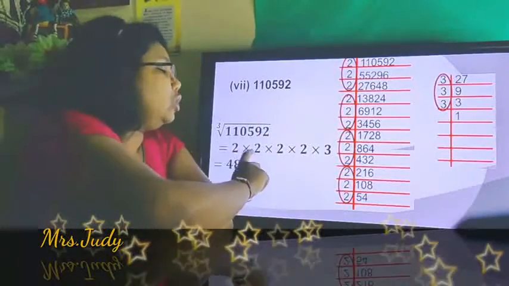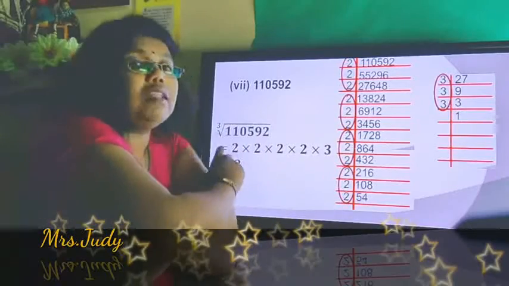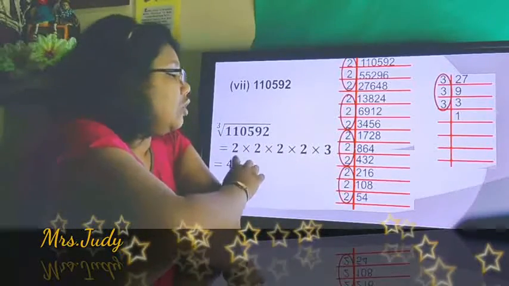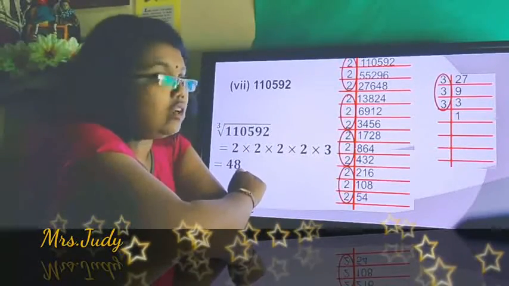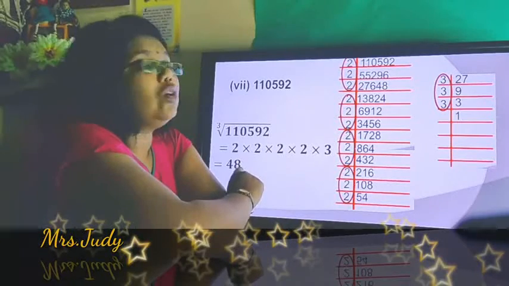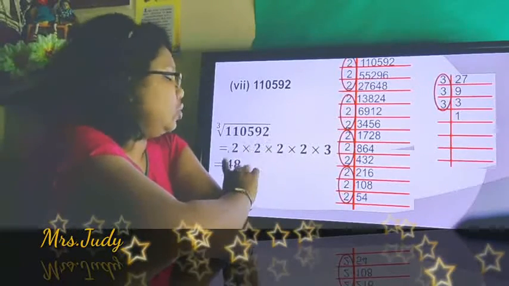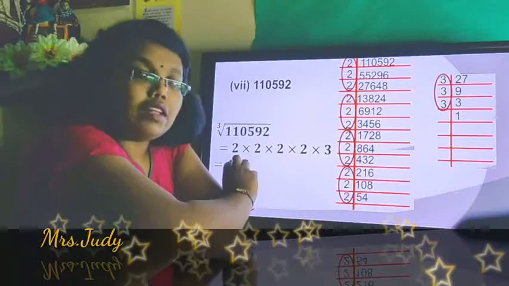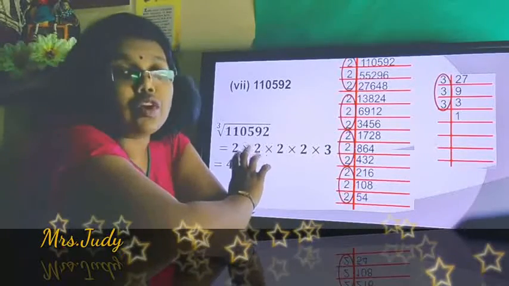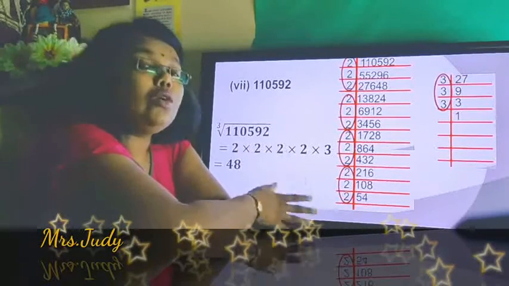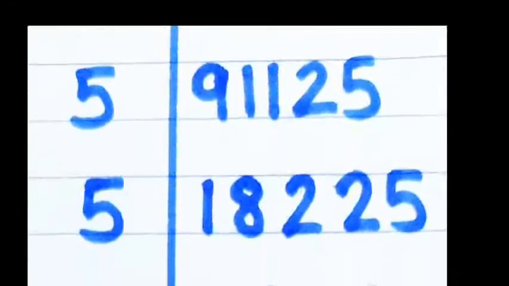Alright, so 2 into 2 into 2 into 2 into 3. This is what we have to find. Now this gives you 48 as your answer. So the cube root of 1,10,592 is 48. This is how we would find the cube root of a number using prime factorization.